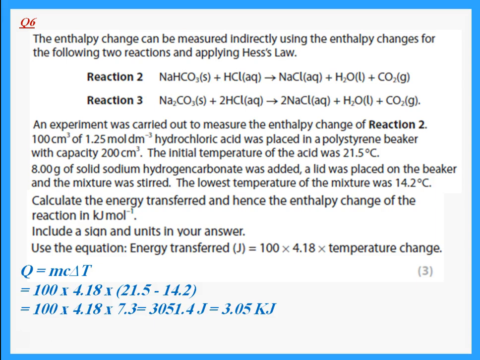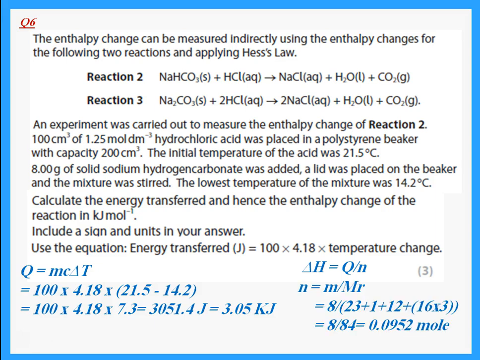But what is he asking about? He's asking about the enthalpy change. So we're trying to get delta H. Delta H I should know is Q over N. So the next thing I need to get is the number of moles. Now what do I have? He's saying I need this. The number of moles is what? It is the mass over the molecular mass.